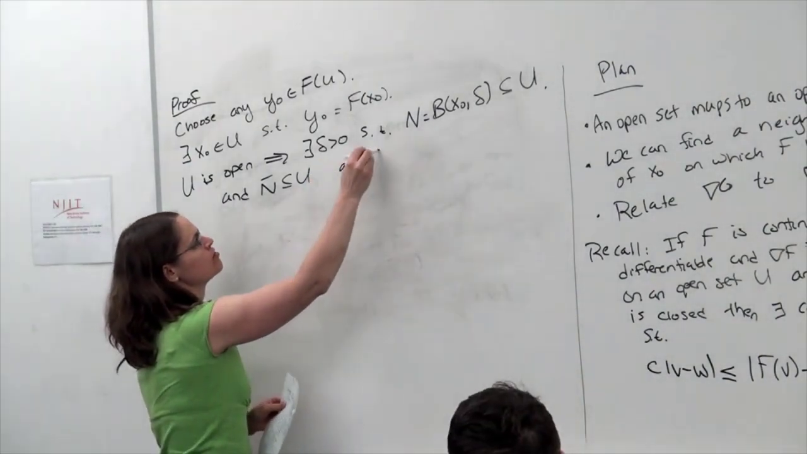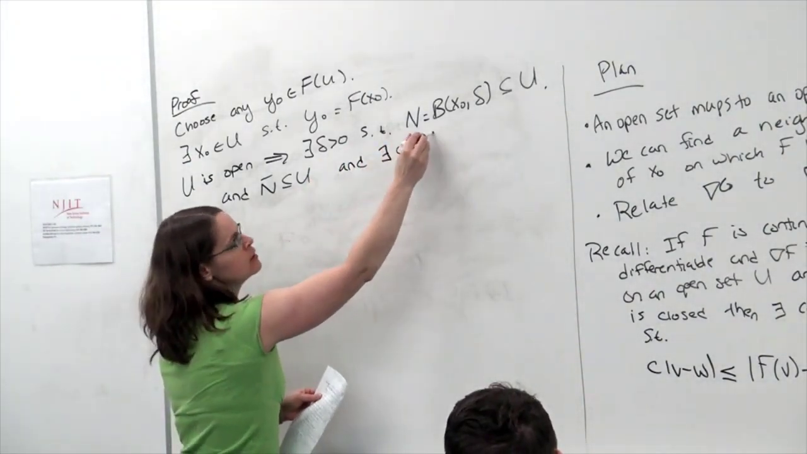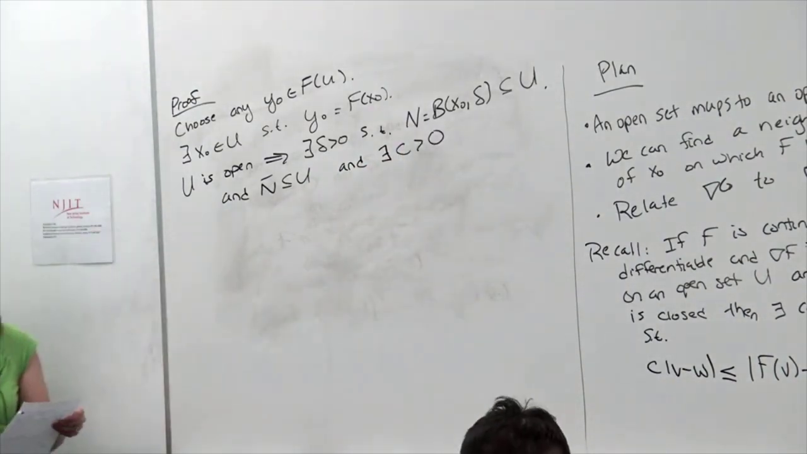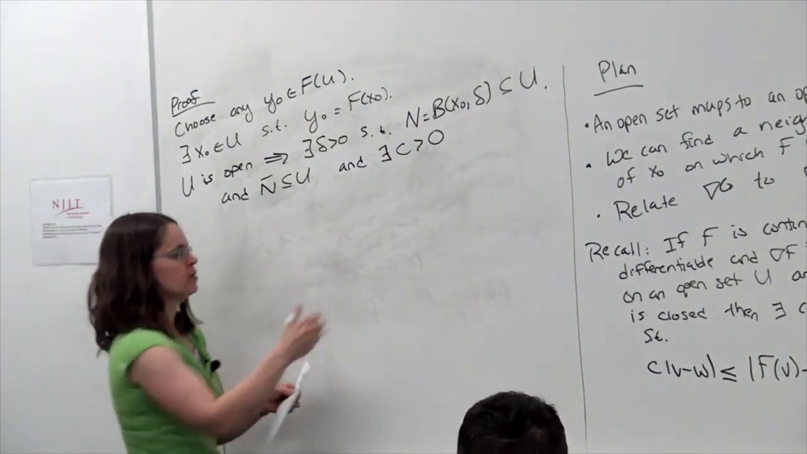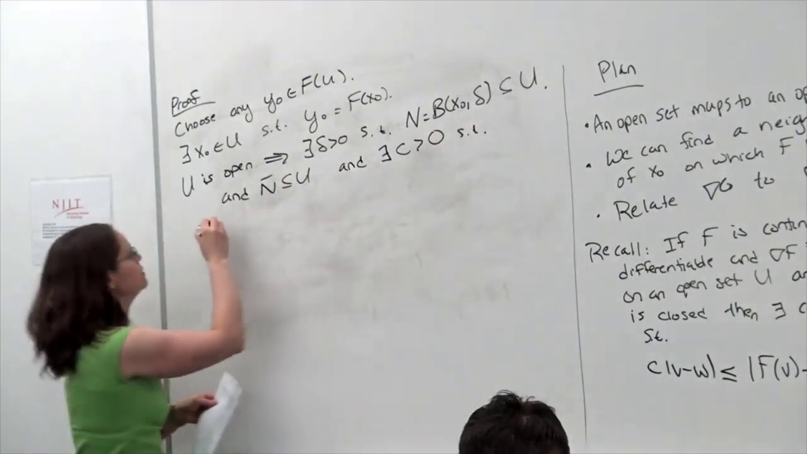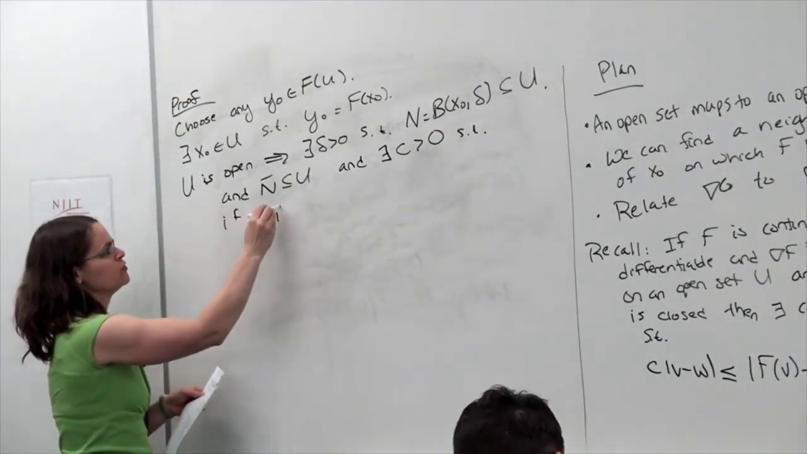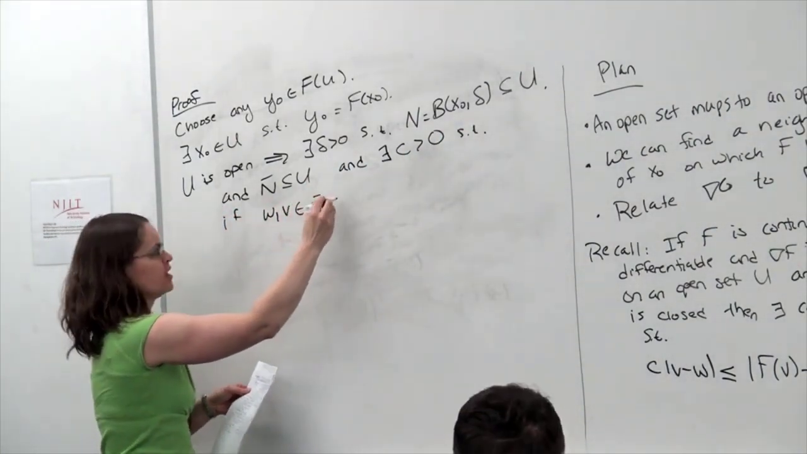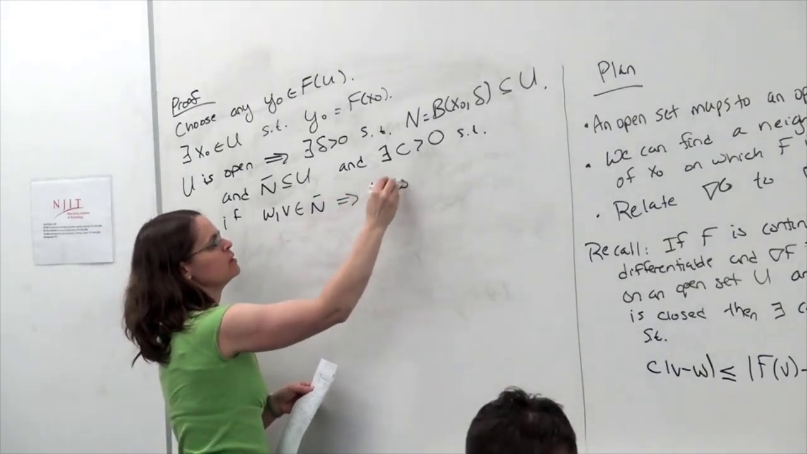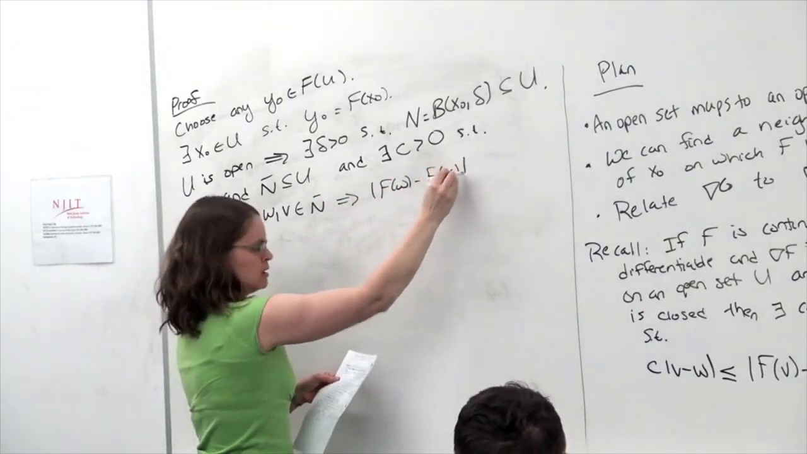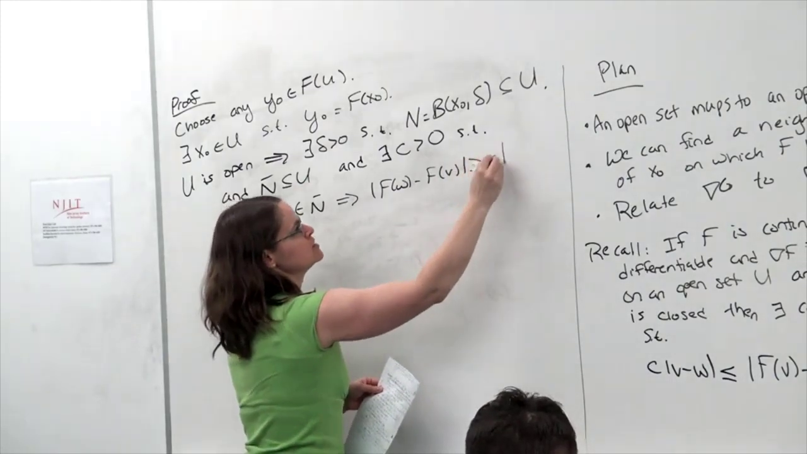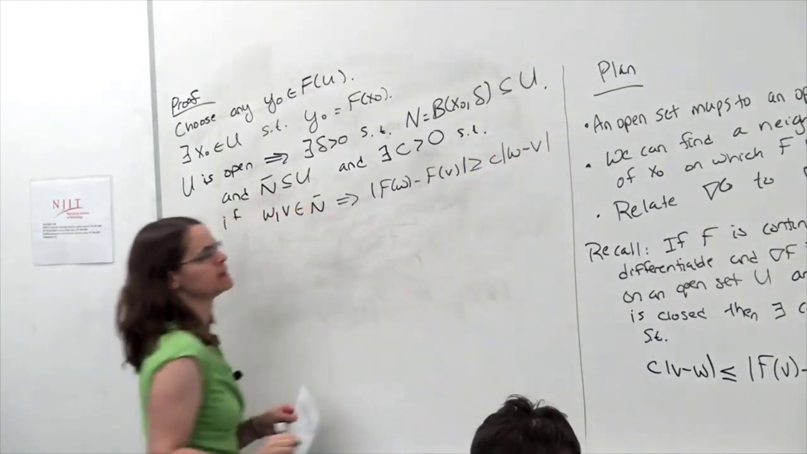Okay, and there exists C greater than 0. That's the one we're, I think, really going to need here. Such that if W and V are in n bar, then the norm of f of W minus f of V is bigger than or equal to C times the norm of W minus V.